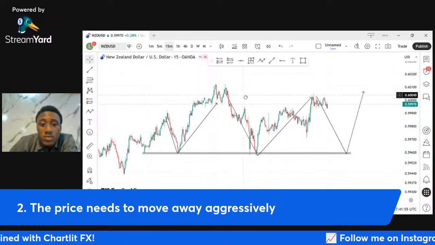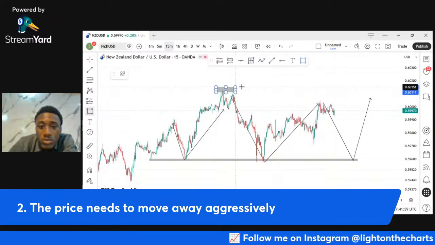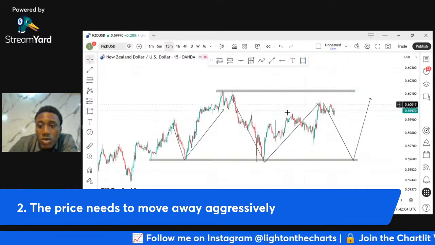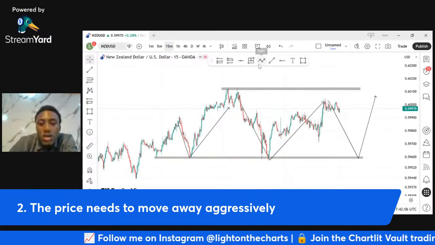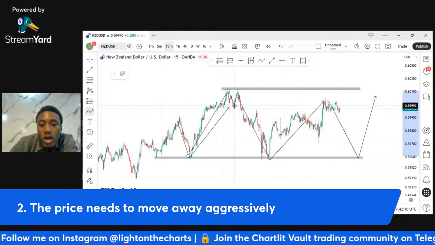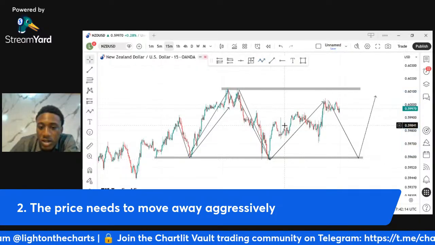Now, there's another key level I'm currently seeing right here. This is another key level. I'm going to be explaining why it's a key level. Now, you can see price came here, dropped, came here, and moved away aggressively again to the downside. So this is the key level.